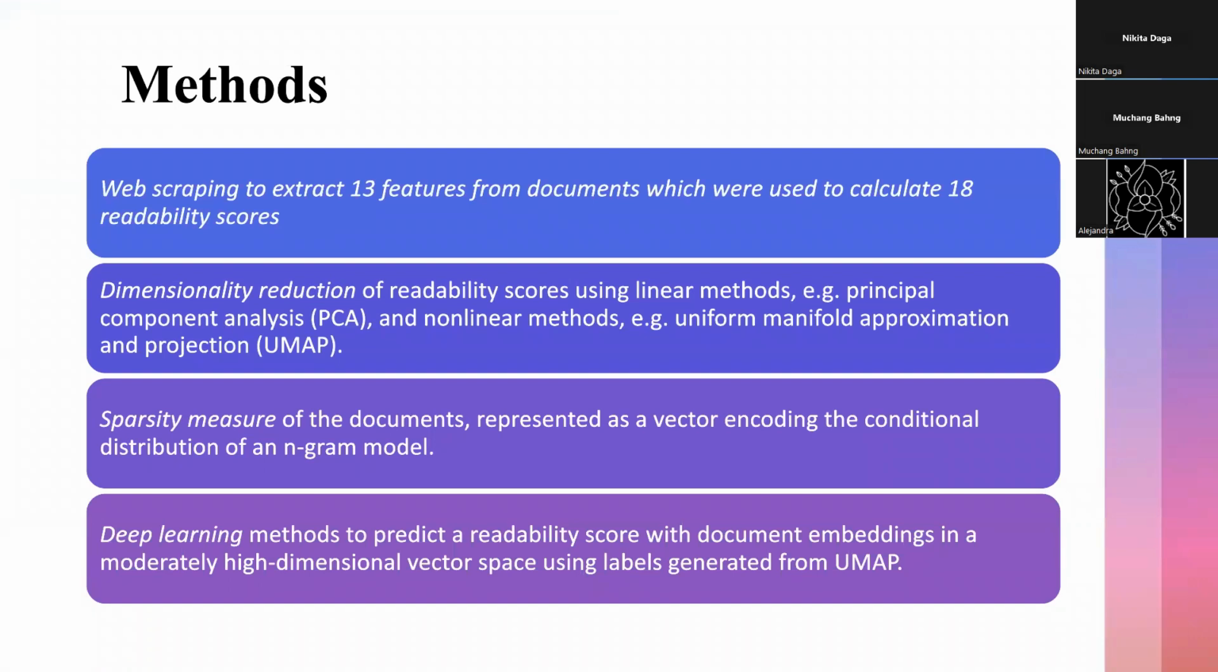The very first thing we did was scrape 13 features from the document, which were then used to calculate 18 different readability scores. We used dimensionality methods such as PCA and UMAP, which are linear and nonlinear respectively. Then we found a sparsity measure of the documents represented as a vector encoding the conditional distribution of an n-gram model. And finally, we used deep learning methods to predict the readability score with document embeddings in a moderately high dimensional vector space using labels generated from the UMAP dimensionality reduction.